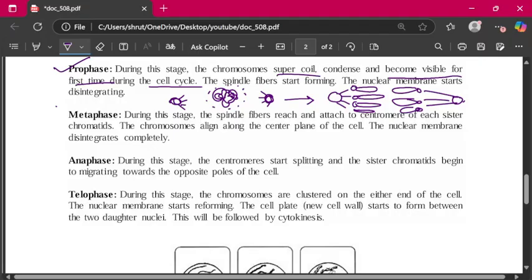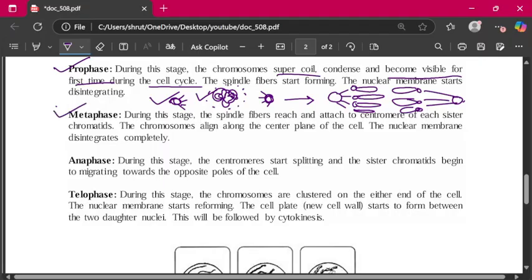So firstly the prophase. Okay, so we have discussed the prophase. What happened in the prophase? Formation of the spindle fibers and disintegration of the nuclear membrane. And how can we identify this prophase? Because the chromosomes present here are in the supercoil form.